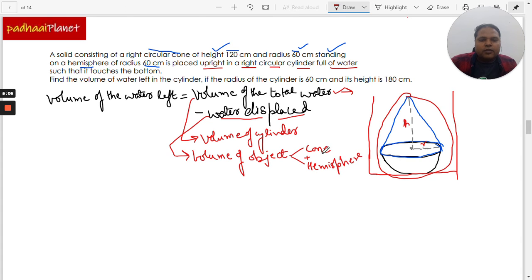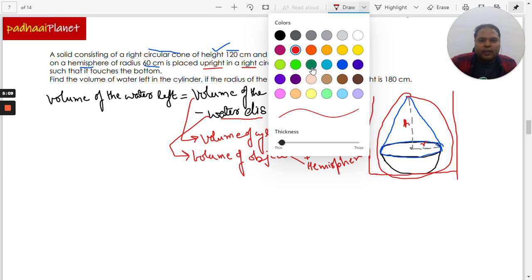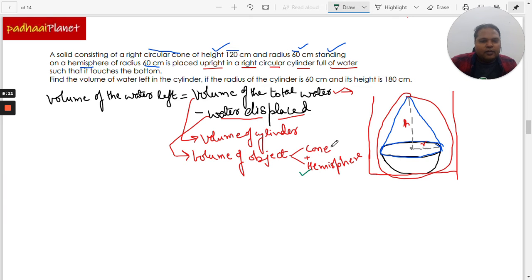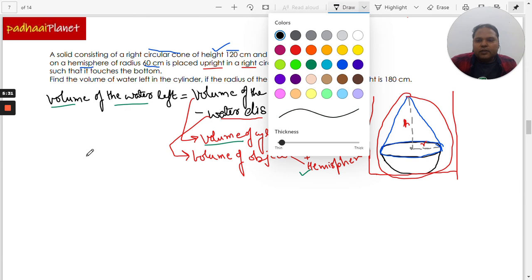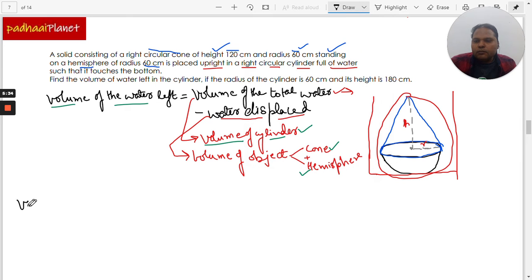So in this question we are going to calculate the volume of the hemisphere, the volume of the cone, and also the volume of the cylinder. All three of them are going to get worked out, and then we'll put all these values in this relationship and we'll get the answer. So let's first identify the volume of the cylinder. We already know that it is equal to pi r square h.